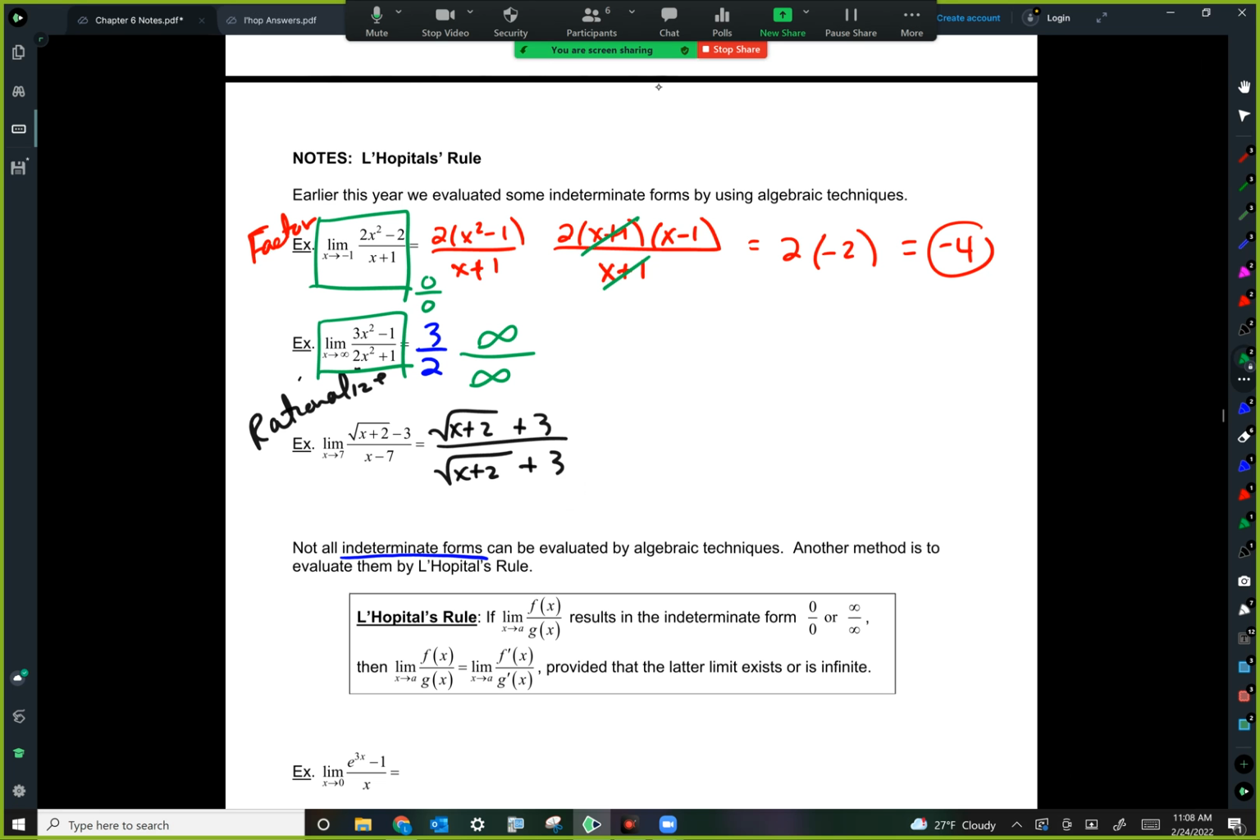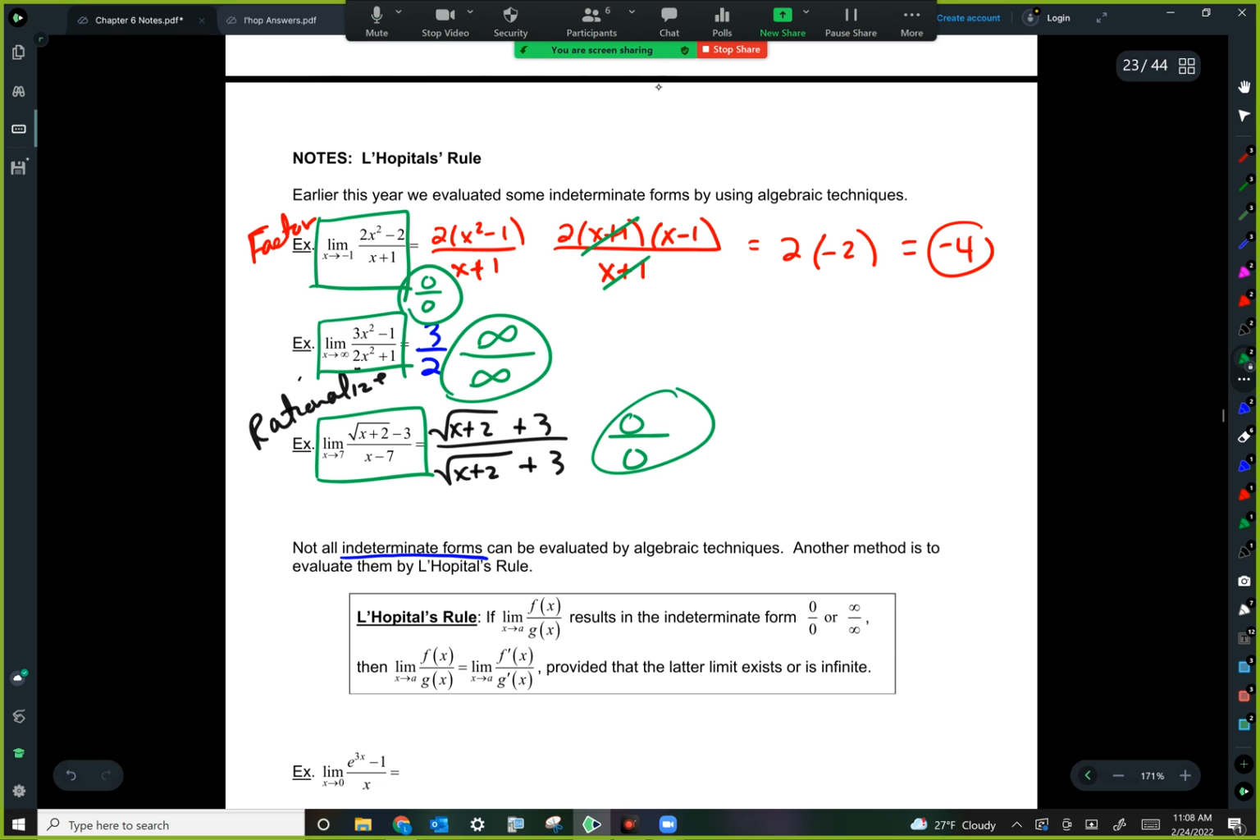And the same thing for the third one. If at the very beginning I had substituted in 7, the numerator would have been square root of 9, which is 3, minus 3. I would have gotten 0 over 0. So when I say indeterminate form, that's what I'm talking about. 0 over 0 or infinity over infinity, that's what we call indeterminate form. Okay, why does that matter? Because you can use this new method. So this is the name of our new method, L'Hopital's Rule.